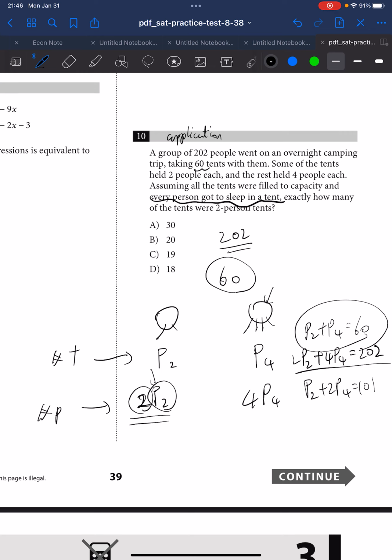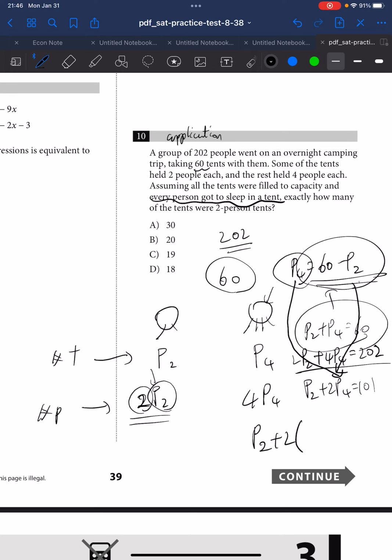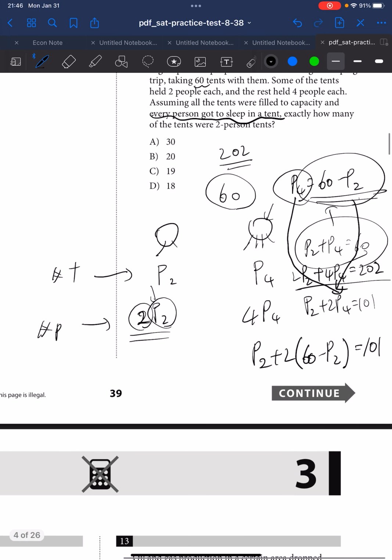If we change the first equation to P4 is 60 minus P2, then we can put 60 minus P2 in place of this P4. So P2 plus 2 times (60 minus P2) is 101. And P2 plus 120 minus 2P2 is 101. And minus P2 is minus 19, so P2 will be 19.